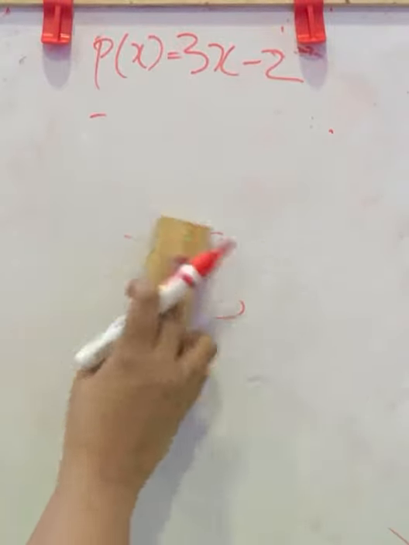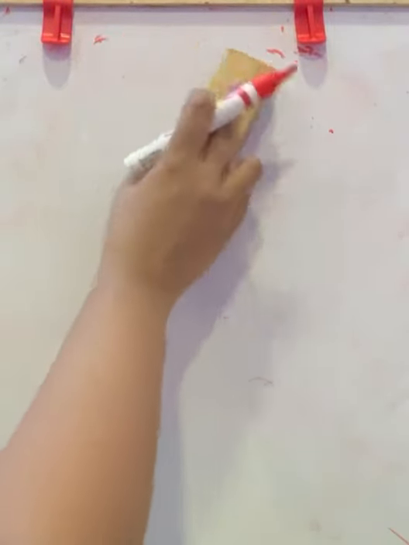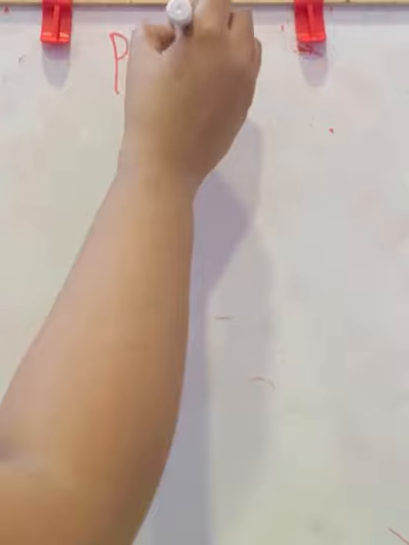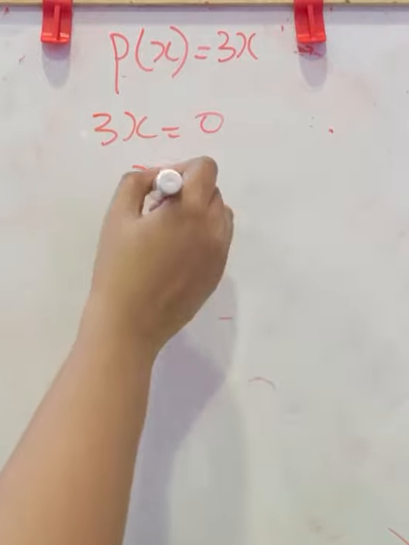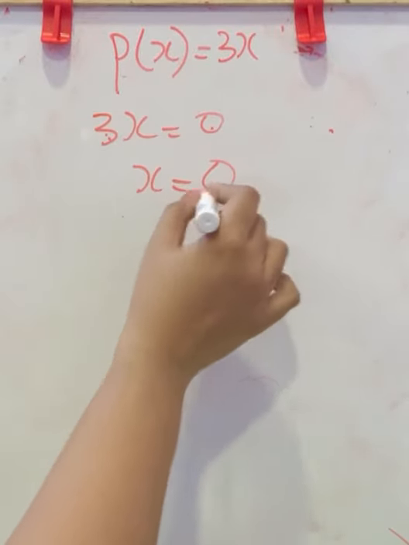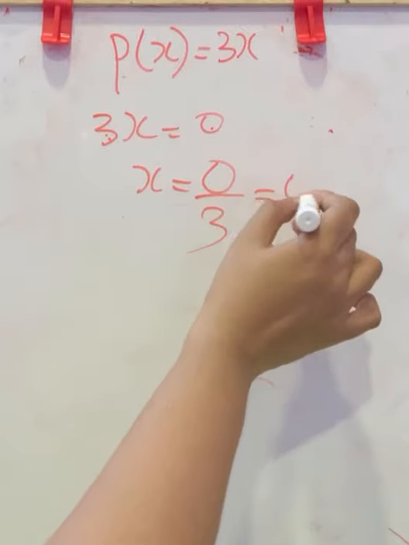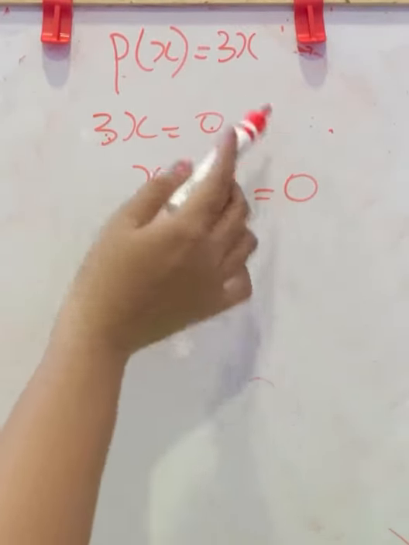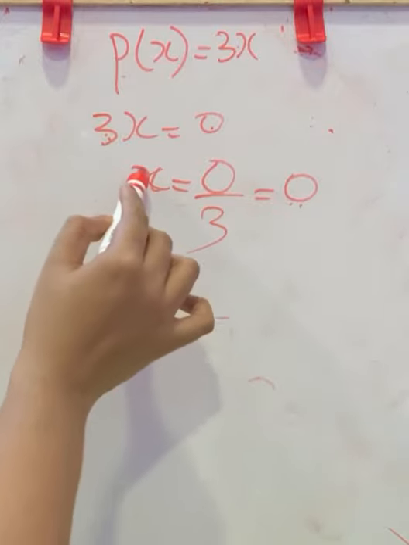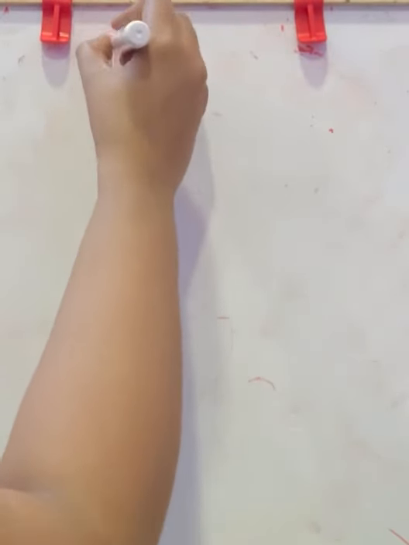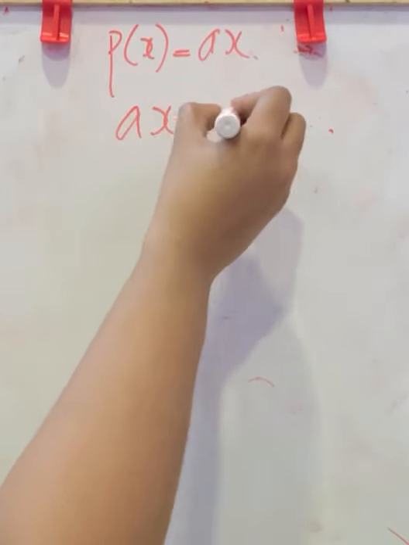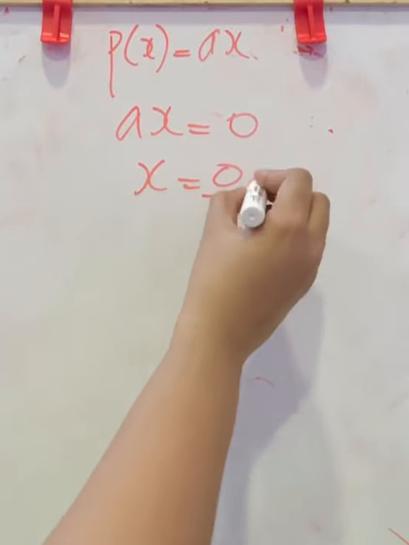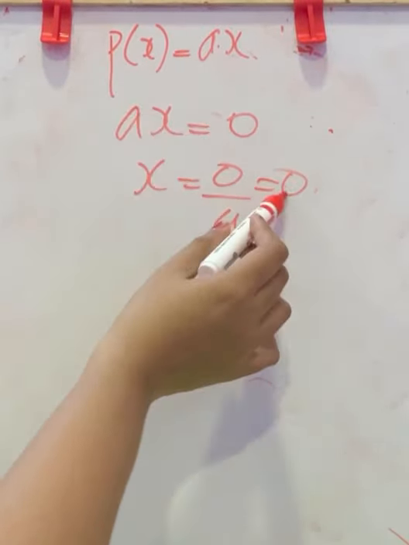So to find the zero of the polynomial, you equate the polynomial to 0 if it is a linear polynomial. We are here talking about linear polynomials. Next, 3x. Now 3x is equal to 0. x is equal to 0. This 3 going to RHS becomes divided by 3. 0 by any number, the result is 0. So the zero of this polynomial is 0. We find the value of x. Next is P of x is equal to ax. Now ax is equal to 0. x is equal to 0 by a, that is 0. Again the zero of this polynomial is 0.